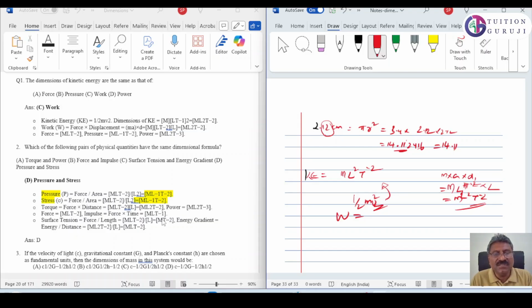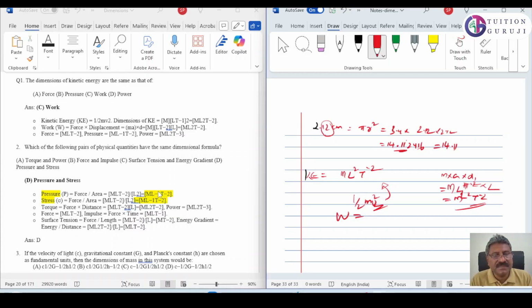Now the next question. Which of the following pairs of physical quantities have the same dimensional formula? Torque and power, force and impulse, surface tension and energy gradient, pressure and stress. Let us check one by one. Pressure is force per area, which is M L T raised to minus 2 by L square, that is M L raised to minus 1 T raised to minus 2. Stress is again force per area, so it gives the same dimension. Therefore, pressure and stress have the same dimensions.